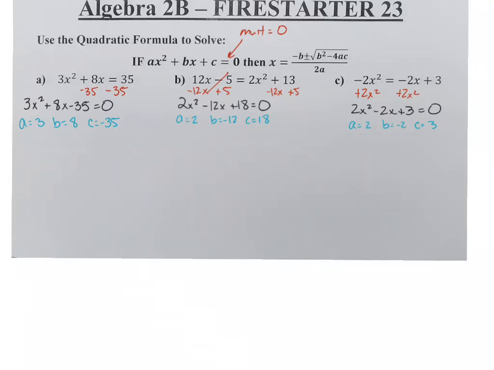So remember, I want empty parentheses first. So I'm going to say x equals the opposite of b plus or minus the square root of b squared minus 4ac all over 2a. Now I'm going to take a, plug it in here and here. I'm going to take b, plug it in here and here, and I'm going to take c, plug it in there.